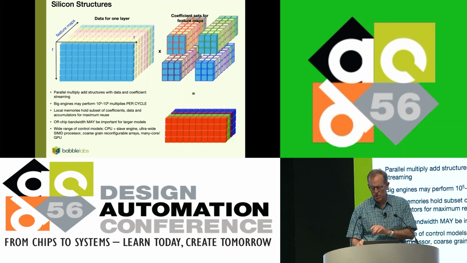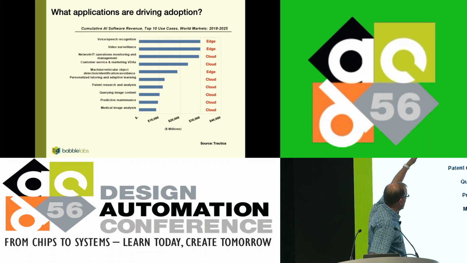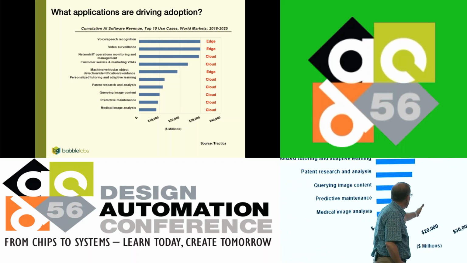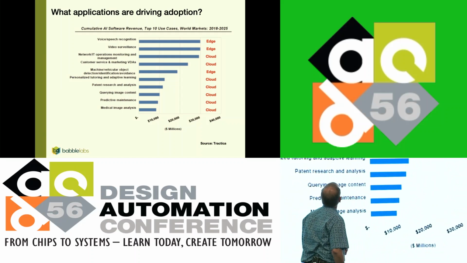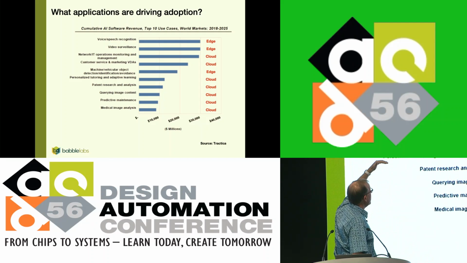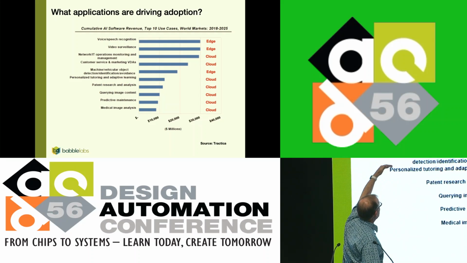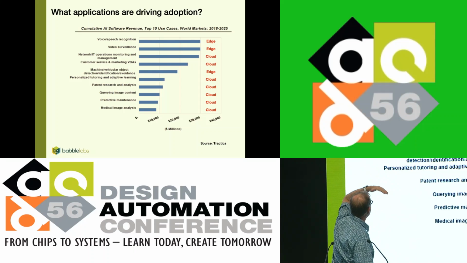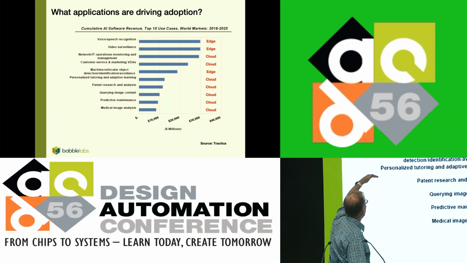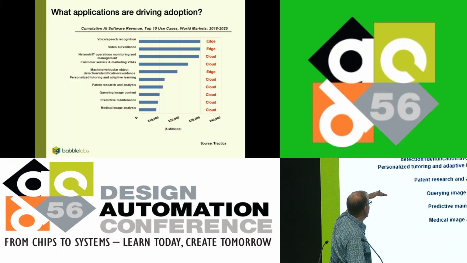But before we talk about the startups themselves, it's really useful to look at what the applications are that are driving this. And this is some data from Tractica, and this is their estimate. So this is $10 billion, $20 billion, $30 billion, $40 billion of software revenue associated with AI. And it gives us a sense of what the leading applications are. So the voice and speech recognition, video surveillance, network IT operations management and marketing, customer service, machine and vehicular object detection, personalized tutoring and adaptive learning, and so on down the list.